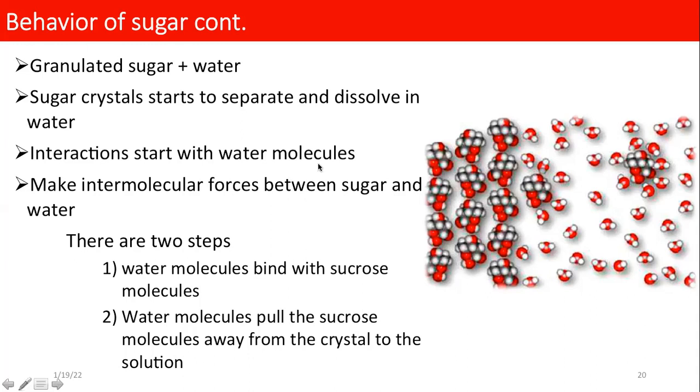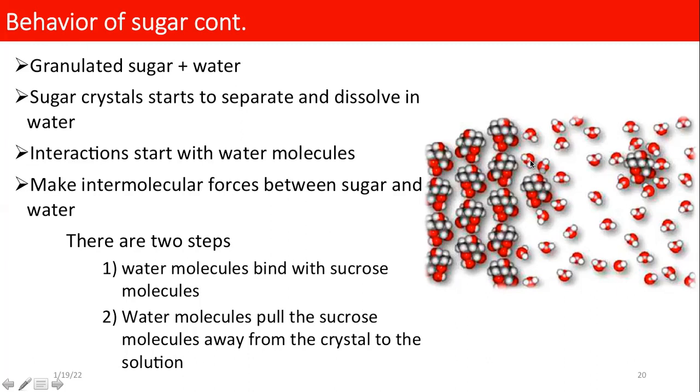Sugar crystals start to separate and dissolve in water. Here you can see sugar crystals. What is happening when we put sugar into the water, right? When we mix sugar with water, initially there are sugar crystals and they start to react with water. And you know the bonds between sugar crystals are loose bonds, not tight bonds, right? Weak bonds.